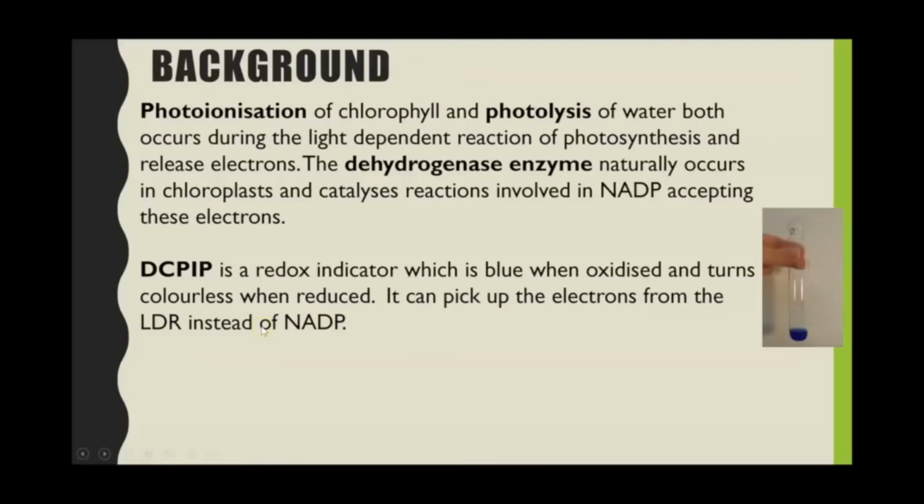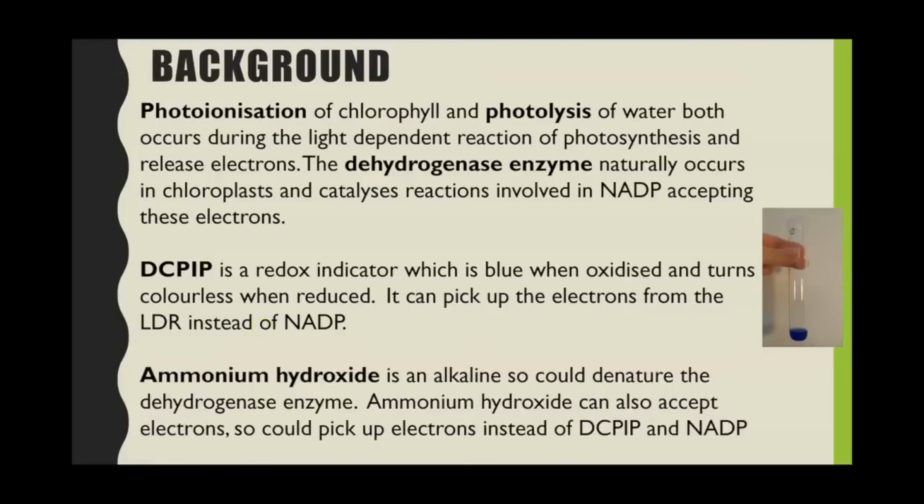So last bit of background is the ammonium hydroxide, and that is the variable that we said we're changing. So this is an alkaline solution. So it could be that because it's alkaline, it denatures the dehydrogenase enzyme, and therefore it's no longer able to catalyze these reactions. Or it could be that ammonium hydroxide also has the ability to accept electrons.